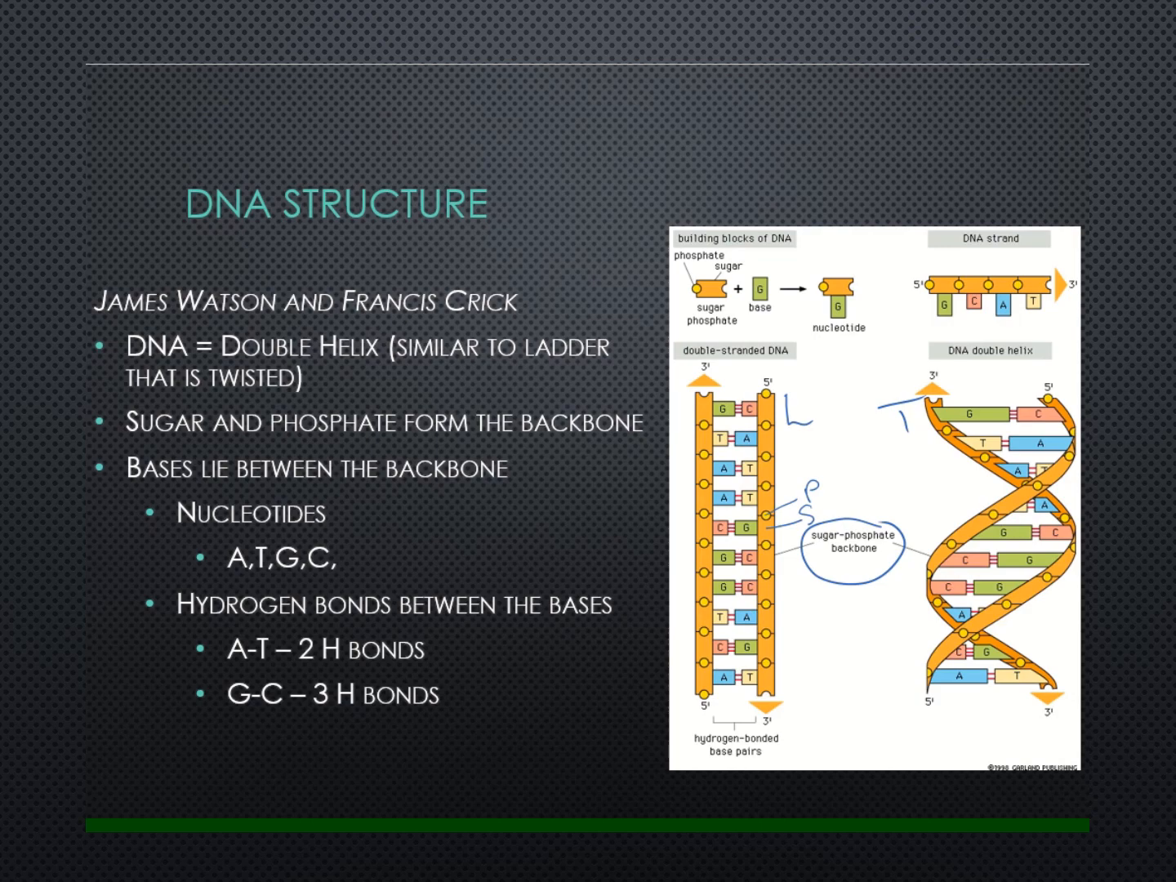And in between our backbones, we have the bases here. So there are bases, which are the nucleotides, A, T, G, and C. And those are bound together with hydrogen. So if we jump over to the twisted version of our picture, our A's and T's have 2 hydrogen bonds, and our G's and C's have 3 hydrogen bonds.